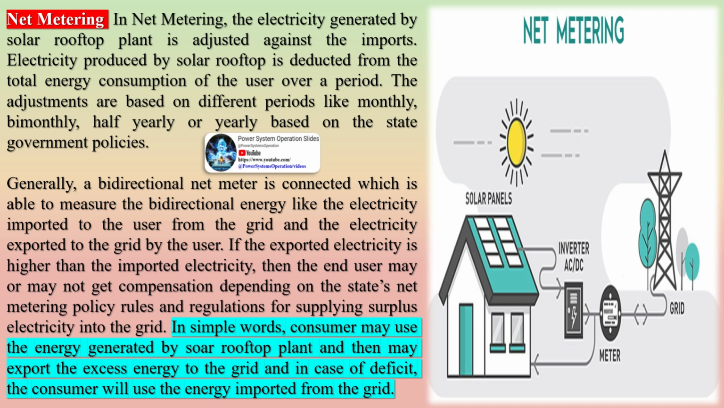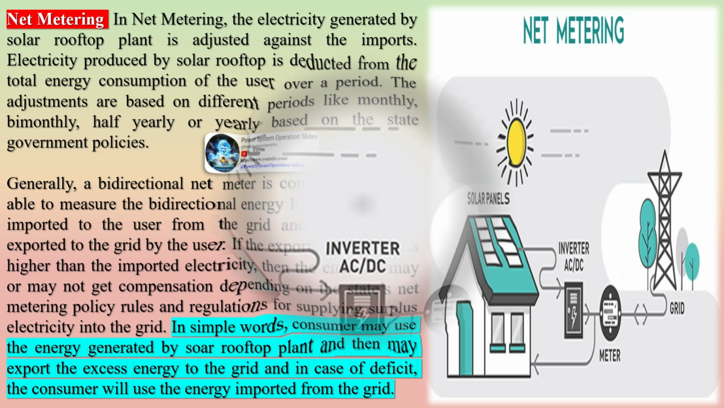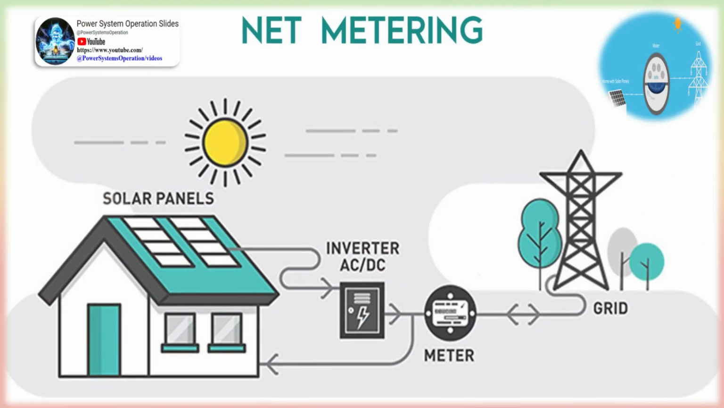A bidirectional net meter typically accounts for both power import and export. If the exported electricity is greater than the imported electricity, the surplus electricity supplied into the grid may or may not be paid, depending on the state's net metering rules. There will be only one bill generated, which will include a total import and total export energy measure. The difference between the two is taken into account, and payment is based on the net amount of imports or exports.